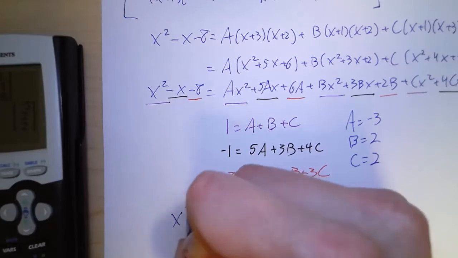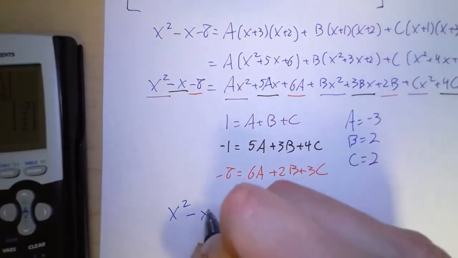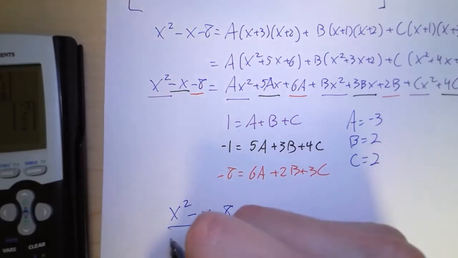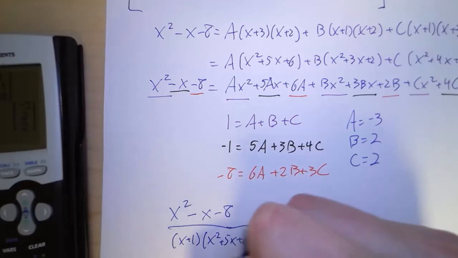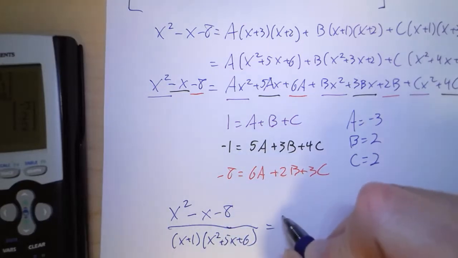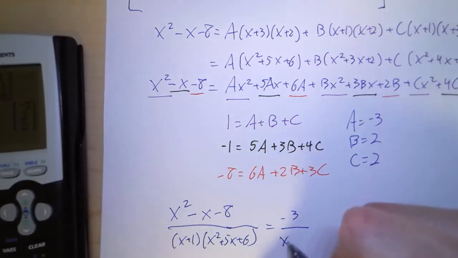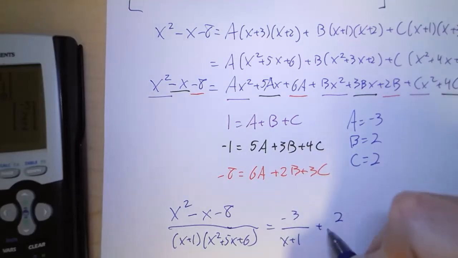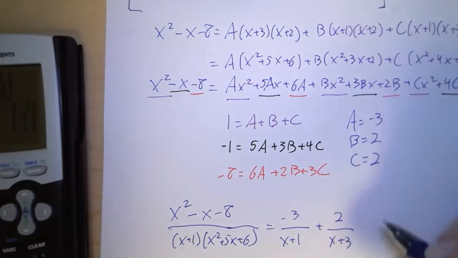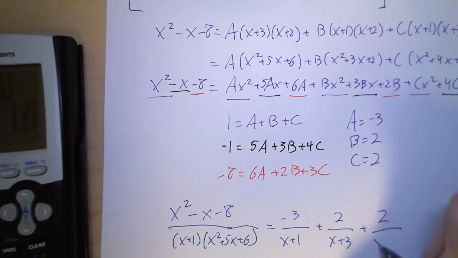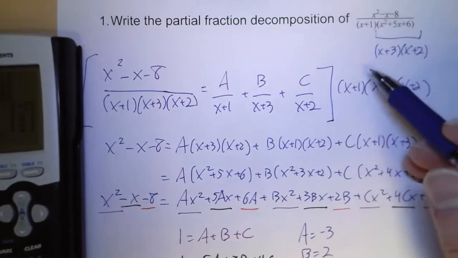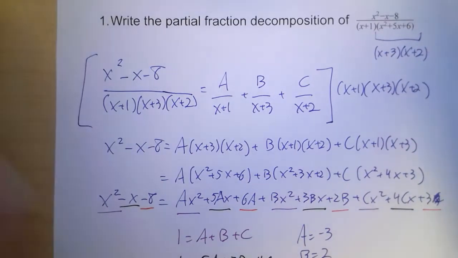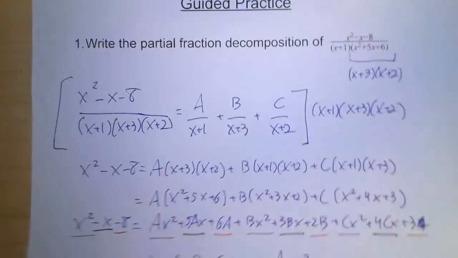So when we distribute this, we have x squared minus x minus 8 all over x plus 1 times the quantity x squared plus 5x plus 6, and all of that is equal to a, which is -3 over x plus 1, plus 2 over x plus 3, plus 2 over x plus 2. Now in this case, we were able to factor this quadratic into linear factors. But let's look at the next one.